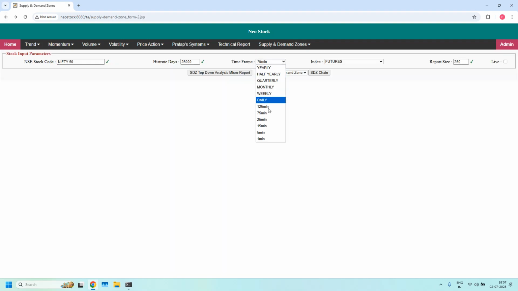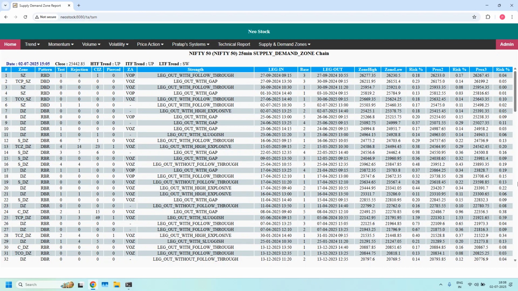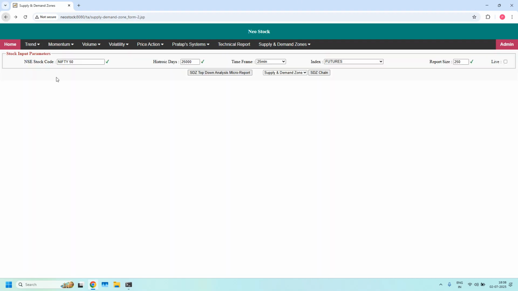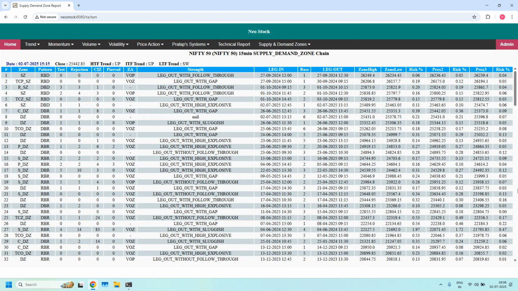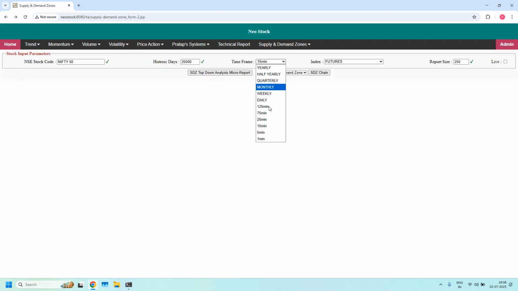Next, 25 minute supply demand zone chain for NIFTY. Next, 15 minutes supply demand zone chain for NIFTY. Next, 5 minutes supply demand zone chain for NIFTY.